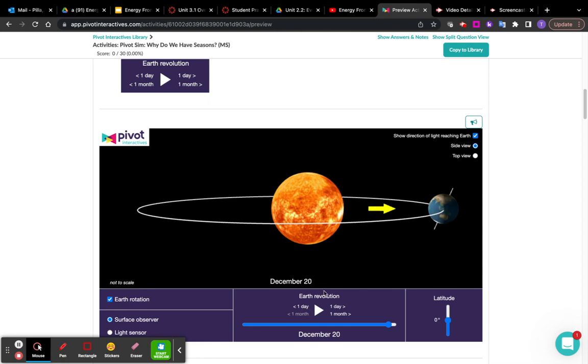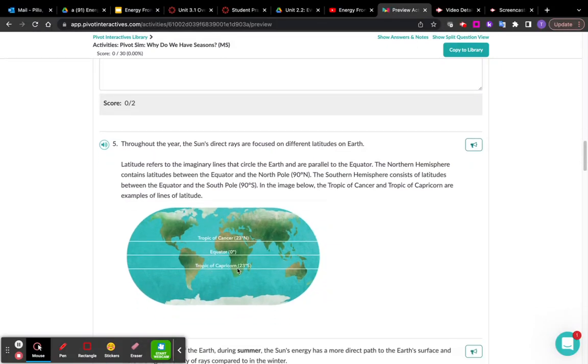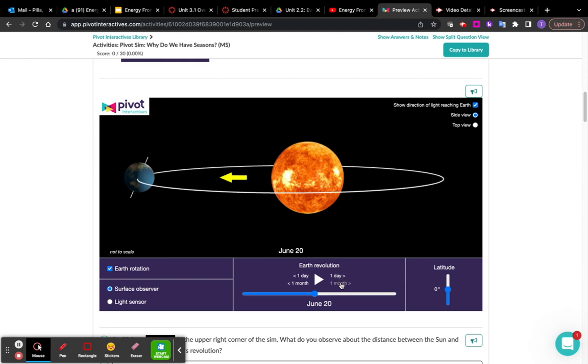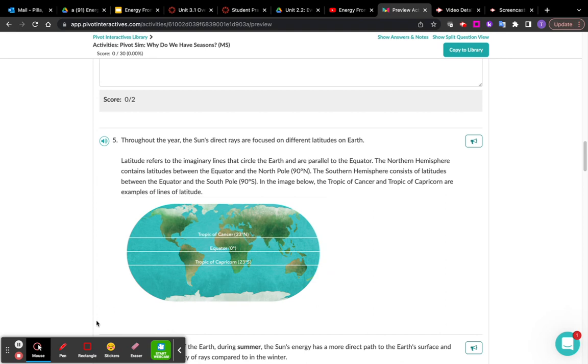During the winter, for us in the northern hemisphere, the most direct sun is hitting the Tropic of Capricorn. During the summer, we go 6 months later, the most direct sunlight is hitting here, which is considered the Tropic of Cancer. Add that to your notes.